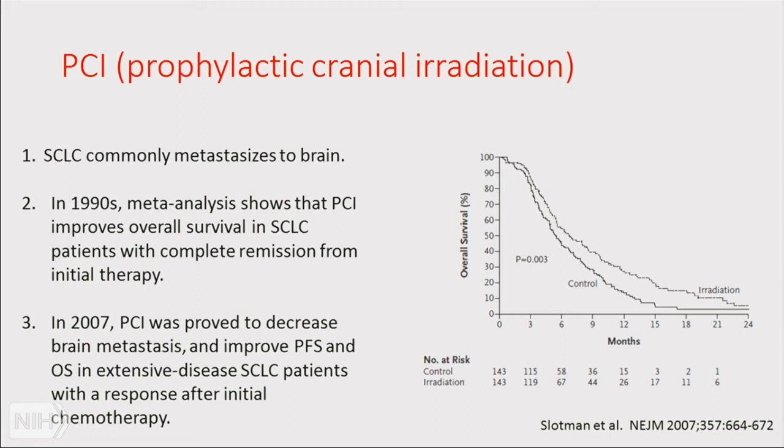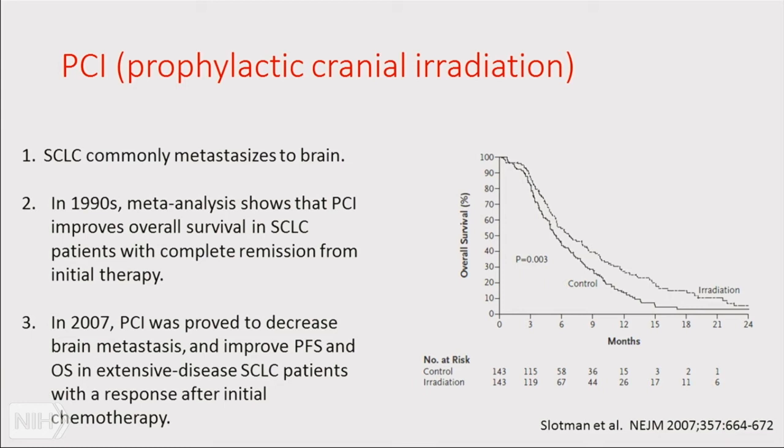If a patient with extensive stage small cell lung cancer has a response after first-line chemotherapy, we tend to give the patient prophylactic cranial irradiation. The reason is that small cell lung cancer can spread to many different parts of the body. However, the brain is a sanctuary site for chemotherapy, so the chemotherapy agent cannot reach a high concentration in the brain. So when a patient has a recurrence, the brain is a common site. In the 1990s, a meta-analysis showed that PCI, prophylactic cranial irradiation, can improve the overall survival of small cell lung cancer patients with a complete remission from the initial therapy.